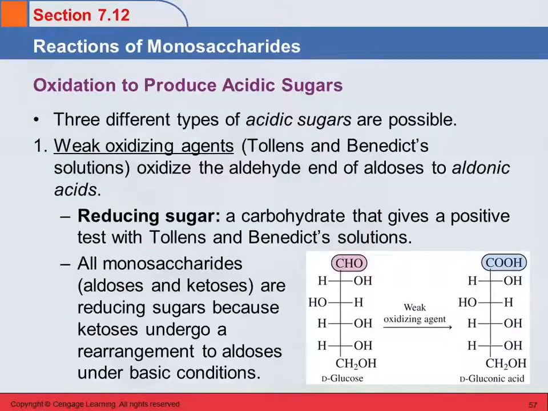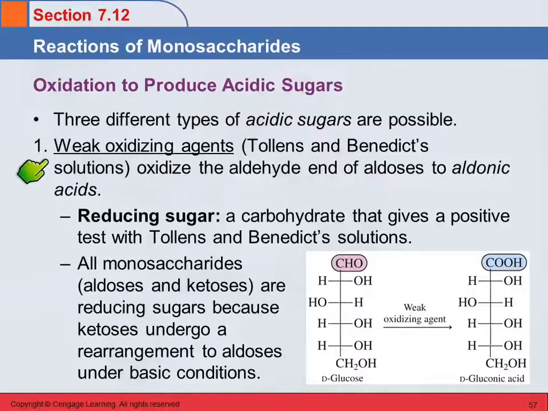So, reactions of monosaccharides. One of the reactions that monosaccharides undergo is oxidation. And we have talked about these types of reactions in the organic chemistry section. We talked about the relationships between alcohols and aldehydes and carboxylic acids, and so this plays right into that. The monosaccharides can be oxidized in different ways, and they can produce three different types of acidic sugars.